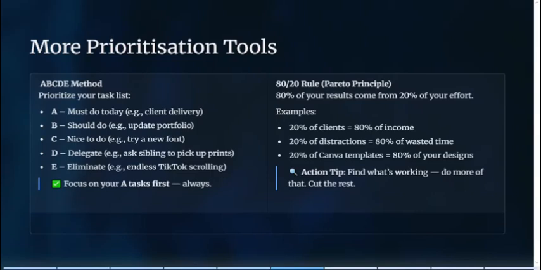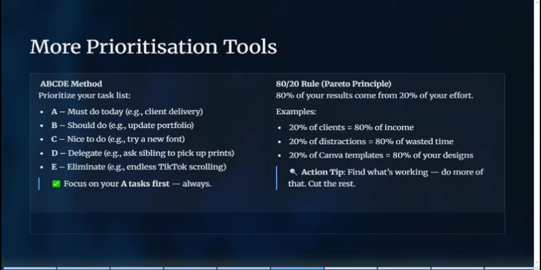B would be update your portfolio. C, explore new font styles. D, maybe send your brother to the printer. E, TikTok scroll trap, you'd get to delete that. So start every day with your A tasks.